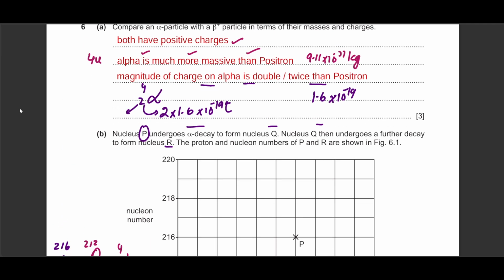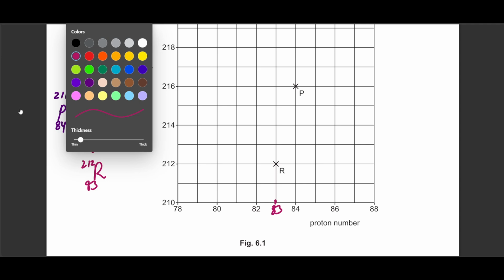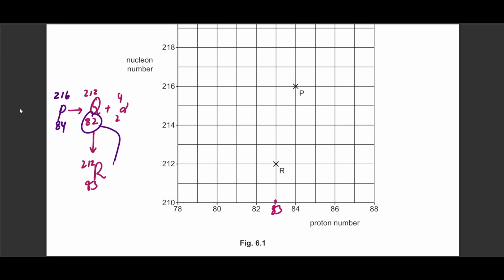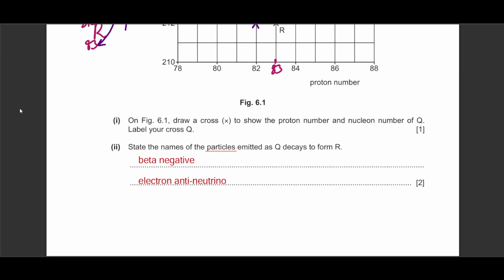And then he says Q then undergoes decay to become R. So Q again undergoes decay to become R, and for R we have 212 and 83. I can observe that the proton number increases from 82 to 83, which means that this must have undergone beta negative decay. And if I was to draw Q, it should have been at 212 but 82. This is where Q should have existed. So it says mark Q.